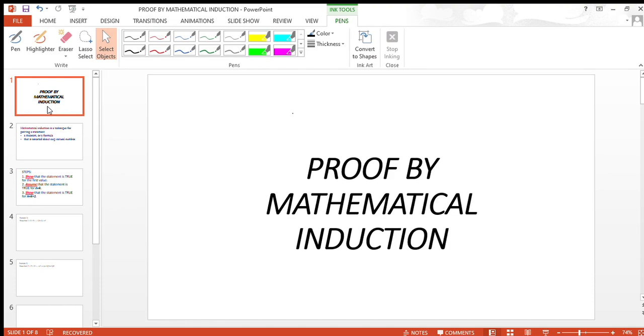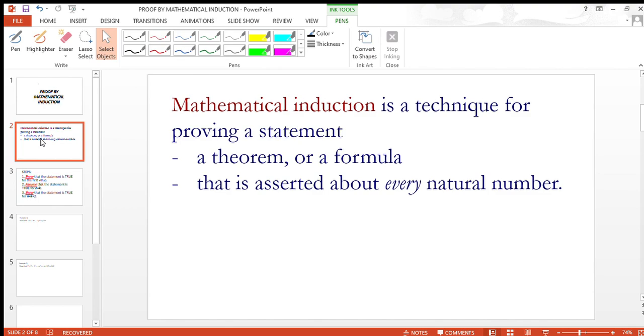Among the proofs that we have already discussed, this is the method of proof that is quite different from the rest. And this is called the proof by mathematical induction. To begin with, let's define what mathematical induction is.